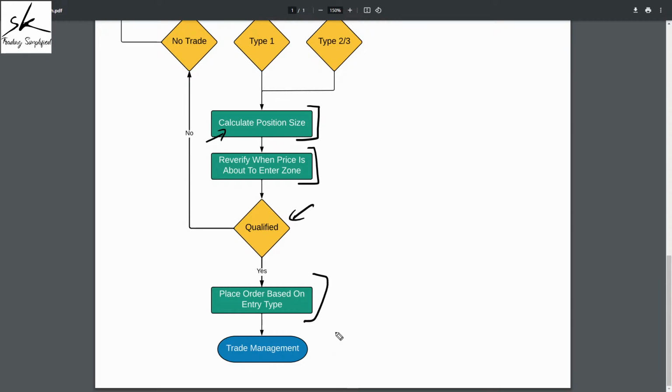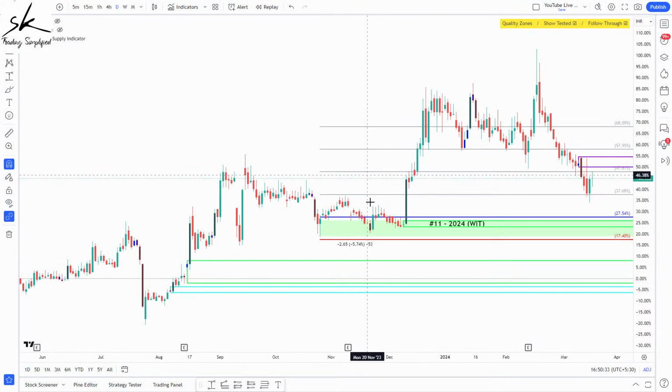And once your order has been executed, the last step is your trade management, where 1:1 will make it break even. And after that, if you get the opportunity to trail onto it, we'll start using our trailing stop loss. So that's how we plan trades, very mechanically, very rule based.